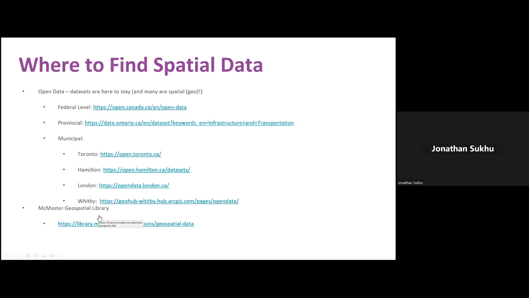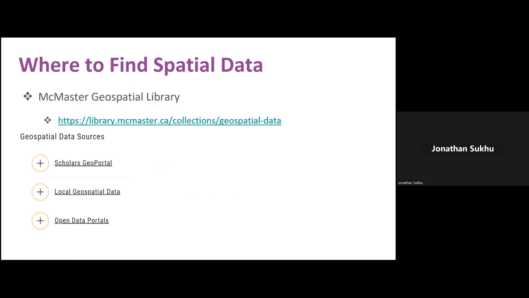As well, from McMaster University, if you are a McMaster student, the McMaster Library does provide some geospatial data, but if you are not a McMaster student, it might not be feasible just because you require a McMaster login ID, but the rest are open source and available for anybody to use. For McMaster students who already use this geospatial library, once you log in, there are different data portals. There's one for scholarly, so academic research, local data, so City of Hamilton, and then open data portals, which will take you to municipal, provincial, and federal links.